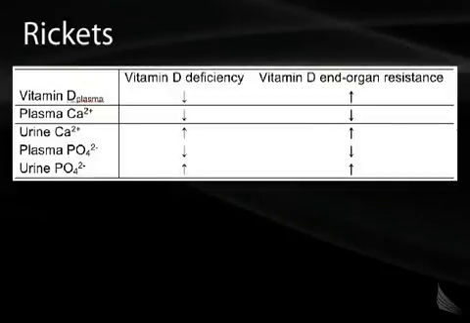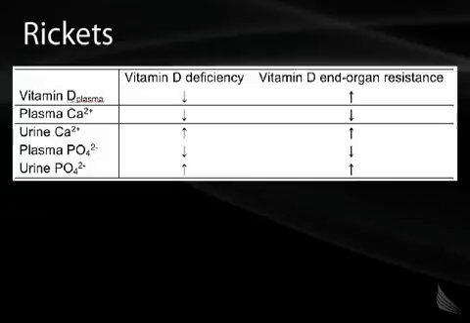Rickets can be caused not only by a pure lack of vitamin D, but also by end organ resistance, so vitamin D resistance. And the only differentiating factor between vitamin D deficiency and vitamin D resistance is the actual concentration of plasma vitamin D itself. So obviously in deficiency, those levels will be low, but in resistance, vitamin D levels are in fact increased.